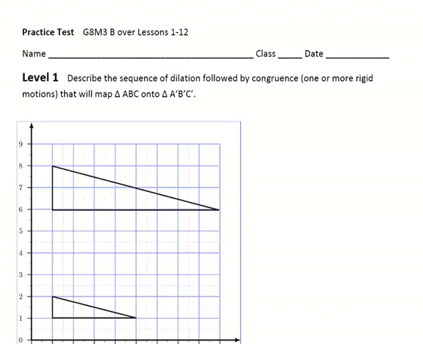This is Mrs. Zappia with the answer key for a practice test, Grade 8, Module 3, Similarity, over Lessons 1 through 12, focusing on 8 through 12. The Level 1 question: Describe the sequence of dilation followed by congruence, which is one or more rigid motions, that will map triangle ABC onto triangle A', B', C'.